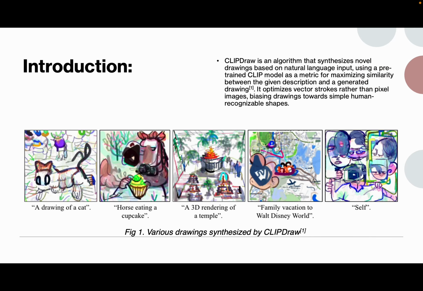After seeing all these images, you might have known something similar to this, which would be DALL-E 2. CLIPDraw is an algorithm that synthesizes novel drawings based on natural language input using a pre-trained CLIP model. It maximizes similarity between the given description and the generated drawings. It optimizes vector strokes towards simple human recognizable shapes.